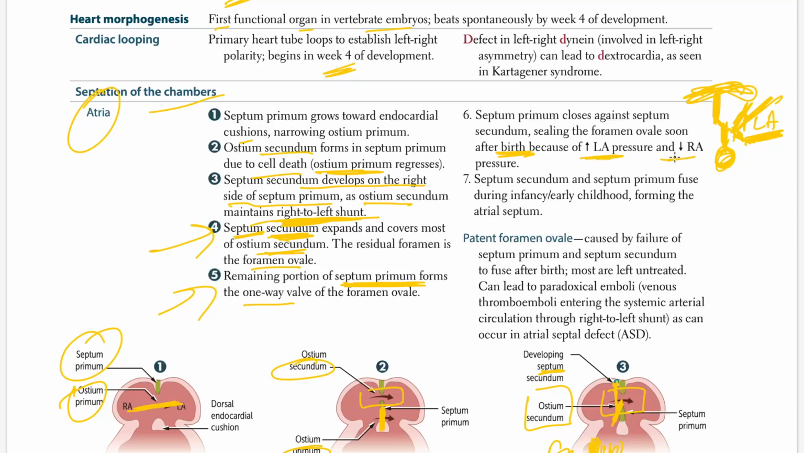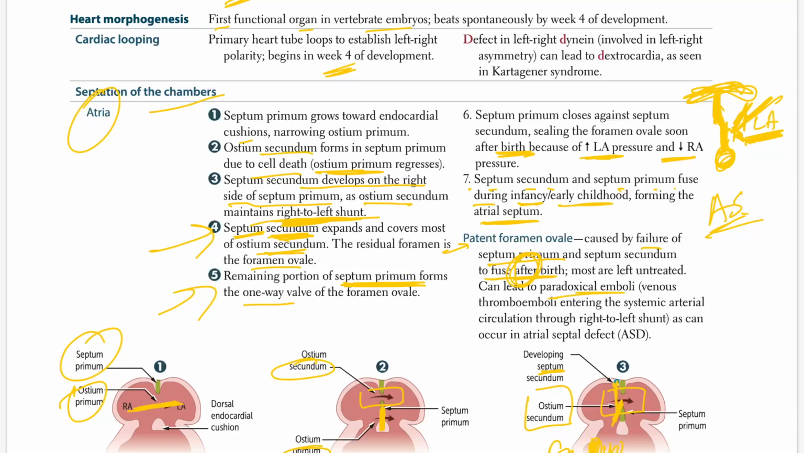Okay, and now the 7th point is septum secundum and septum primum fuse during infancy or early childhood, forming the atrial septum. Because they're now fused, the whole thing is known as the atrial septum. Now, patent foramen ovale, what is that? It is caused by the failure of the septum primum and septum secundum to fuse after birth. Most are left untreated. It can lead to paradoxical emboli.